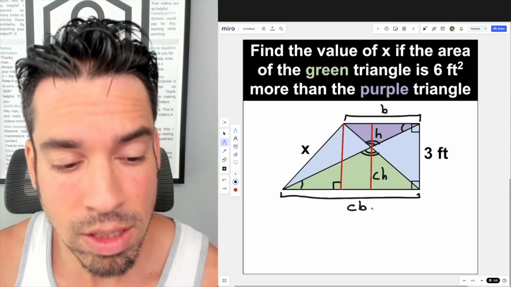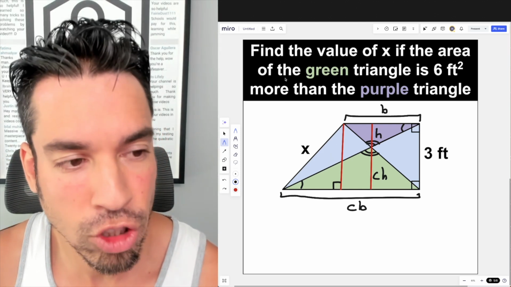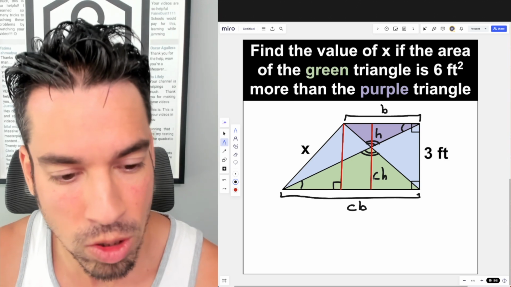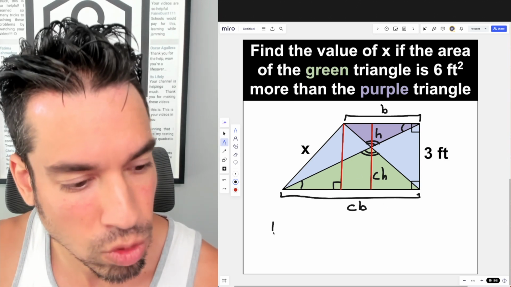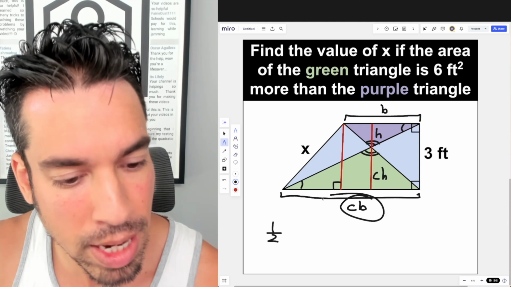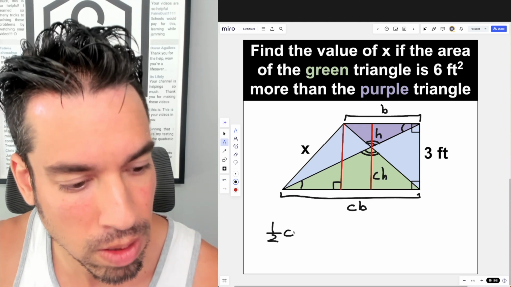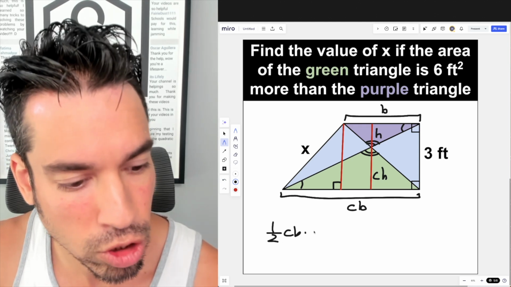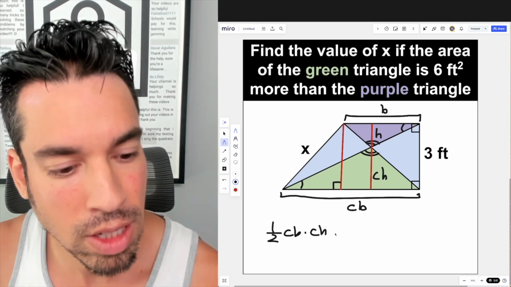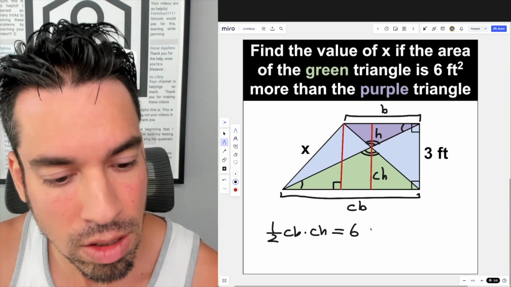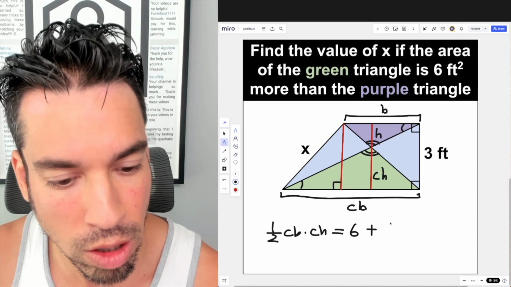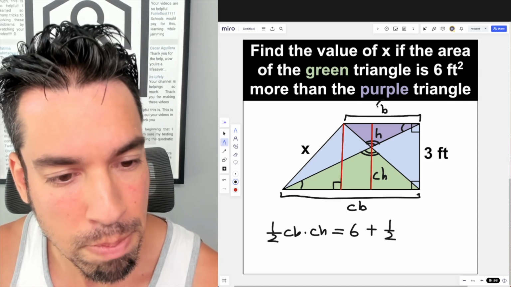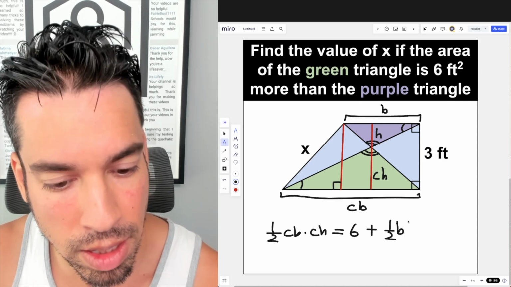Okay, now let's start establishing some equations that showcase these relationships that have been described up here. So for example, how do we get the area of the green triangle? Once again, it's 1/2 base, which is C times B, times the height, which is C times H. And they're saying this is 6 more than the area of the purple triangle. What's the area of the purple triangle? 1/2 base times height. So we got a B and an H like so.